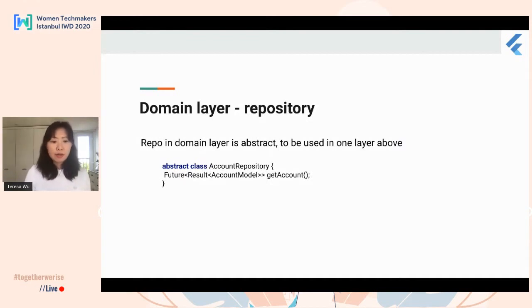The repository class in domain is abstract. This is to prevent direct access of your data from outer layer.